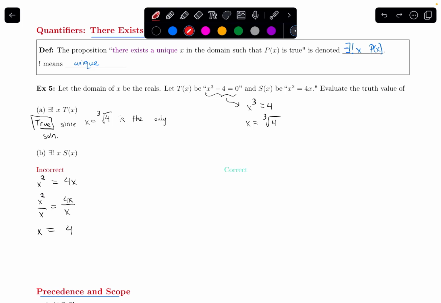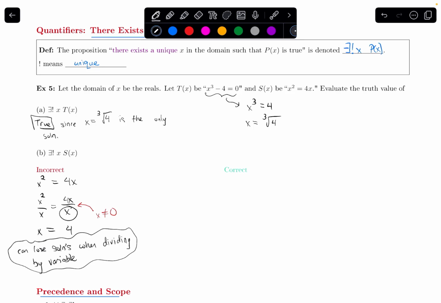So why did I not get that as an answer? Well, it has to do with this step where we divided. In that step, the denominator, which is x, cannot be equal to 0, because that makes it undefined. And that's exactly the answer that we ended up losing. So the moral is that we can lose solutions when dividing by a variable. I'm going to put that in a little thought bubble. You can lose solutions when dividing by a variable because we run into this problem where we might be dividing by 0.